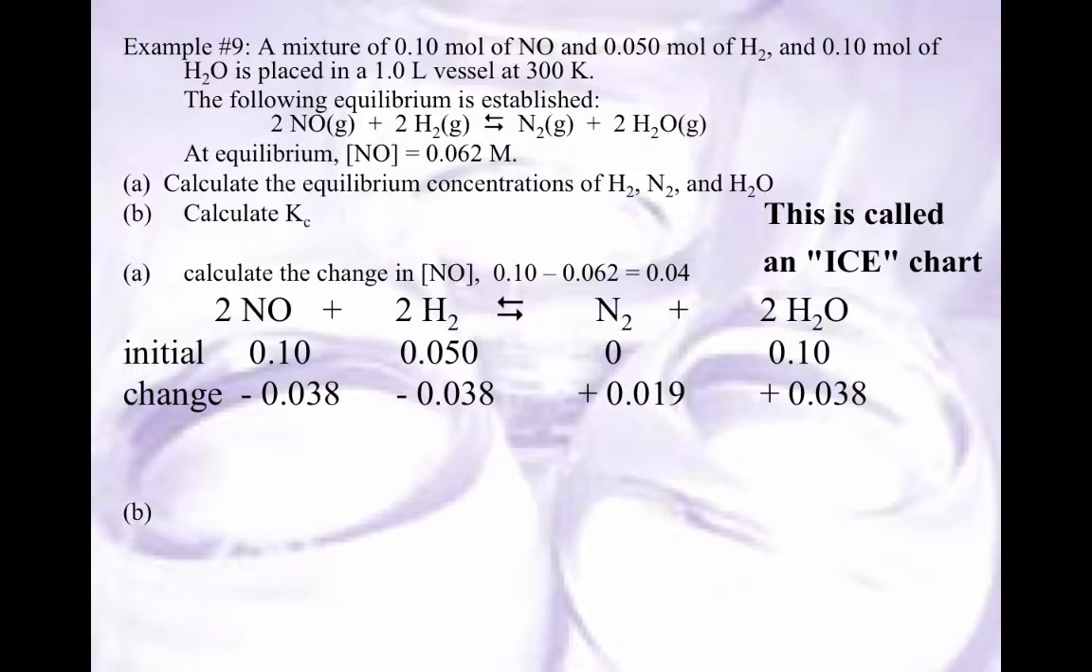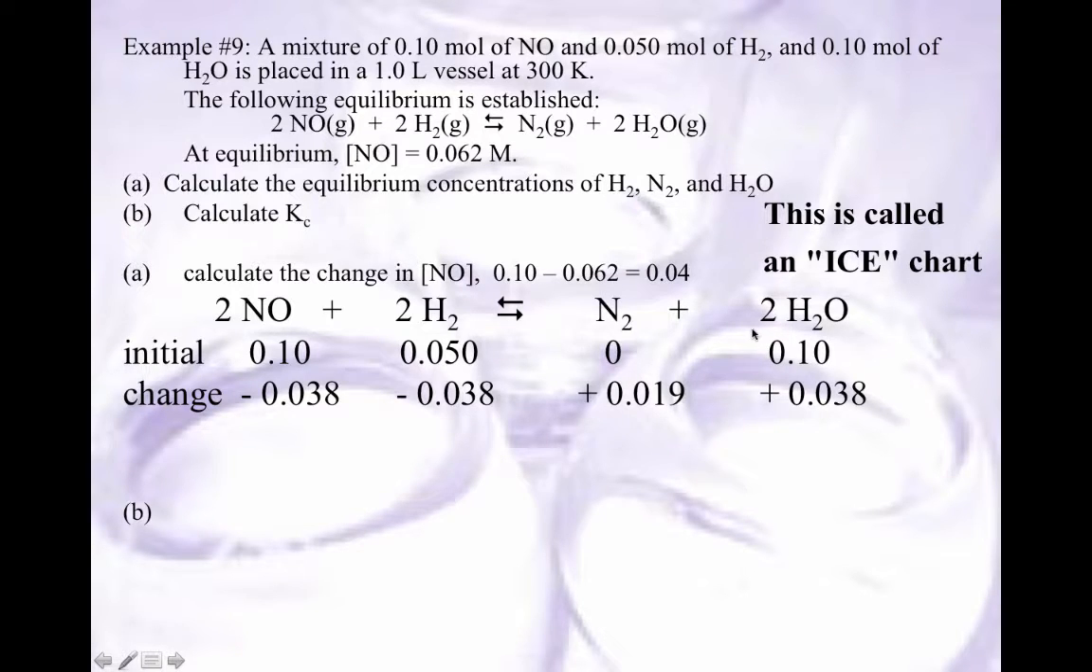So then we have to go through the change. Because we know that NO changed by 0.038, I'm going to put that in. You always use up your reactants and you make your products. So we use up 0.038 molar NO. Now, this change row deals with these coefficients. So NO to H2 is actually a 1-to-1. It's 2-to-2, which reduces to 1-to-1. So if we use up 0.038 molar NO, we also use up 0.038 molar H2.